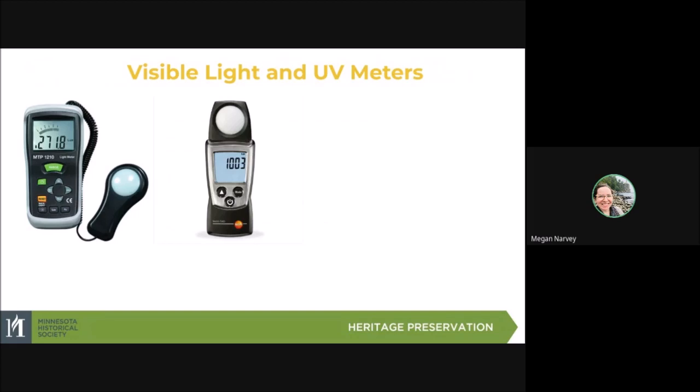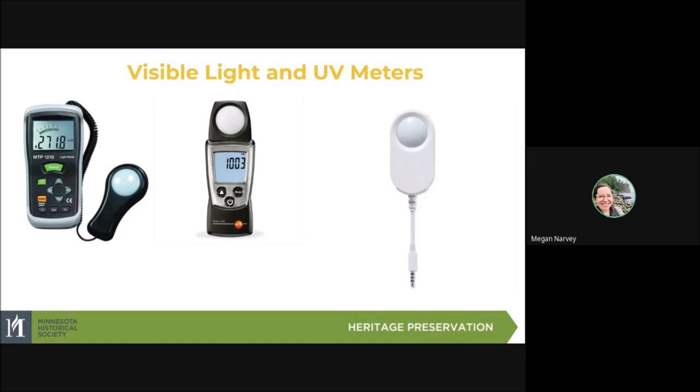Okay, so now I'm going to talk about meters themselves, the real fun part about this presentation. I'm going to start with visible light and UV meters. Visible light meters measure visible light. Here on these two meters, you can see that the little white bulb thing is what's measuring the light. These meters only measure visible light and not UV, and that makes them a little bit more affordable. The ballpark price for these kind of meters is a couple hundred dollars.